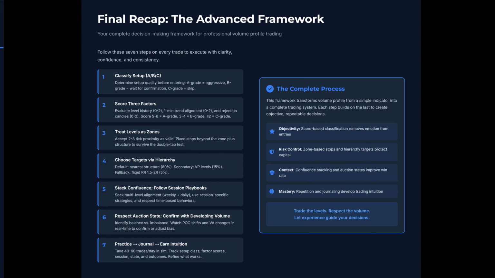If you see a sticky POC that stays at or near the same price level, that's balance. The market has found fair value. Value areas are expanding symmetrically. This is mean reversion territory. Fade the edges. Sell near VAH, buy near VAL. Target the POC. Confirm your bias with developing volume.